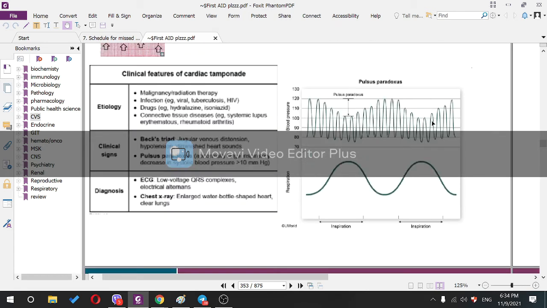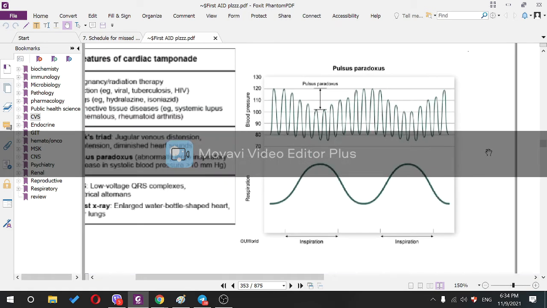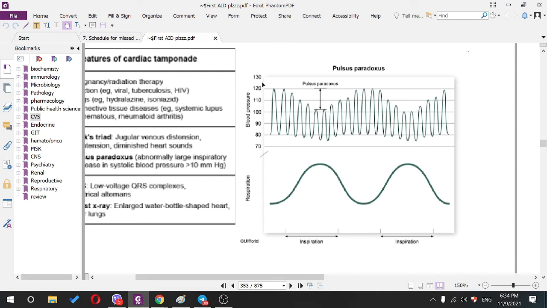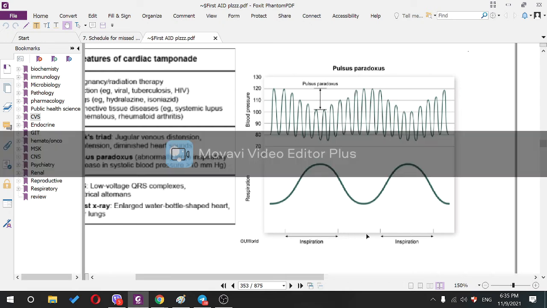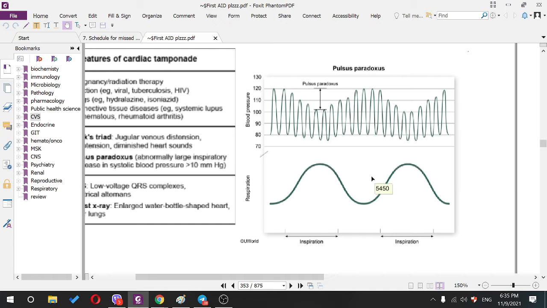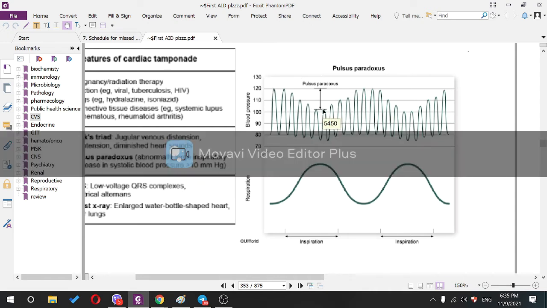So here we have something called pulsus paradoxus. They like to show you this picture. This is monitoring of blood pressure during what? Inspiration and expiration. I hope it makes sense. Inspiration, expiration, inspiration, expiration. During inspiration, what happens? More blood inside of the right heart. What happens to the systolic blood pressure? It drops by 10. Why? Less cardiac output. Why? The interventricular septum has been pushed to the left.